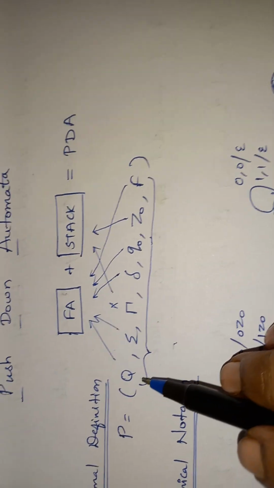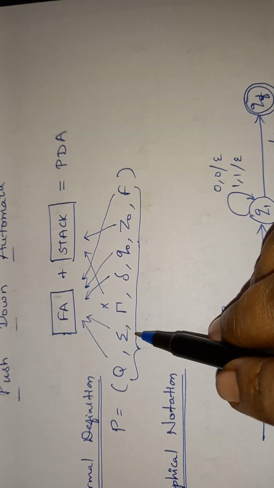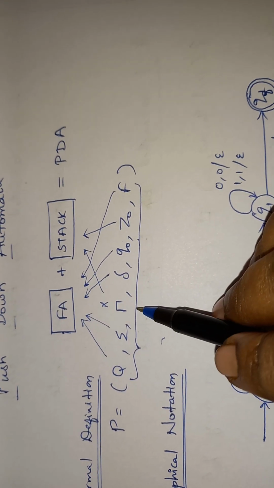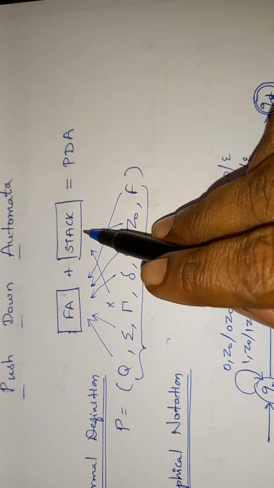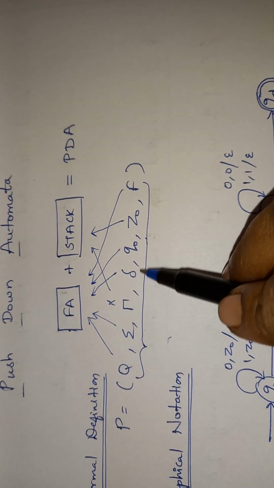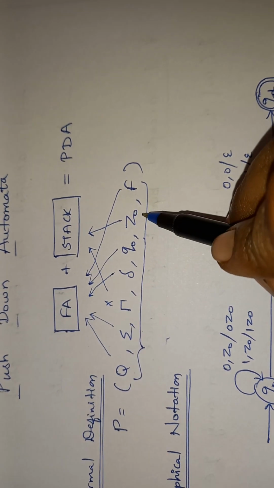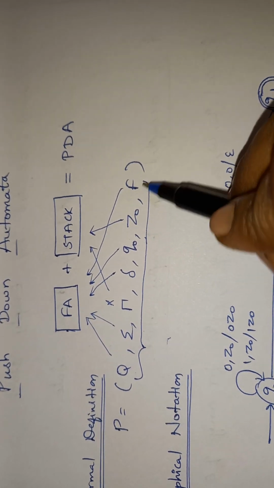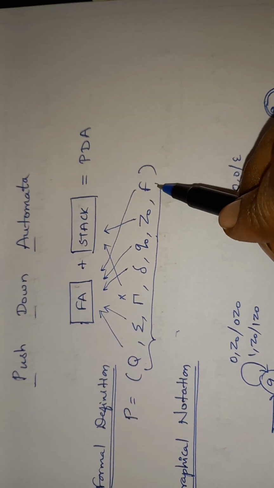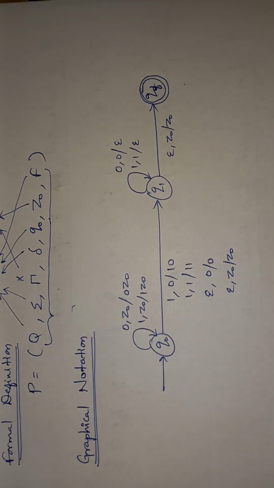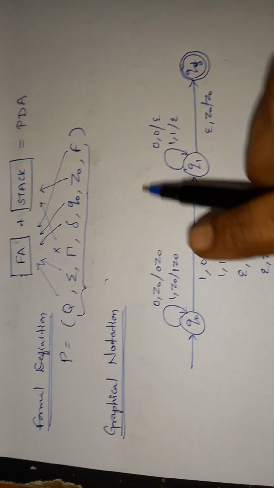right? So the set of states, then the set of input symbols, then here this is the set of stack symbols, and then the transition function, then the initial state, the stack top symbol, and then F is the final state. Now, so this is the formal definition, right?